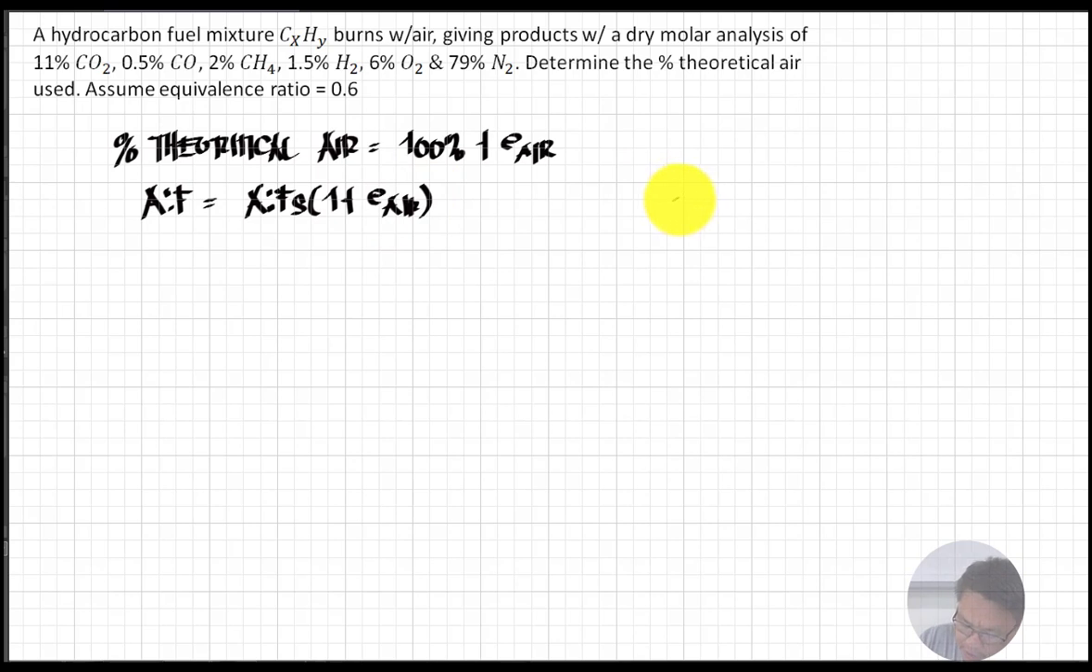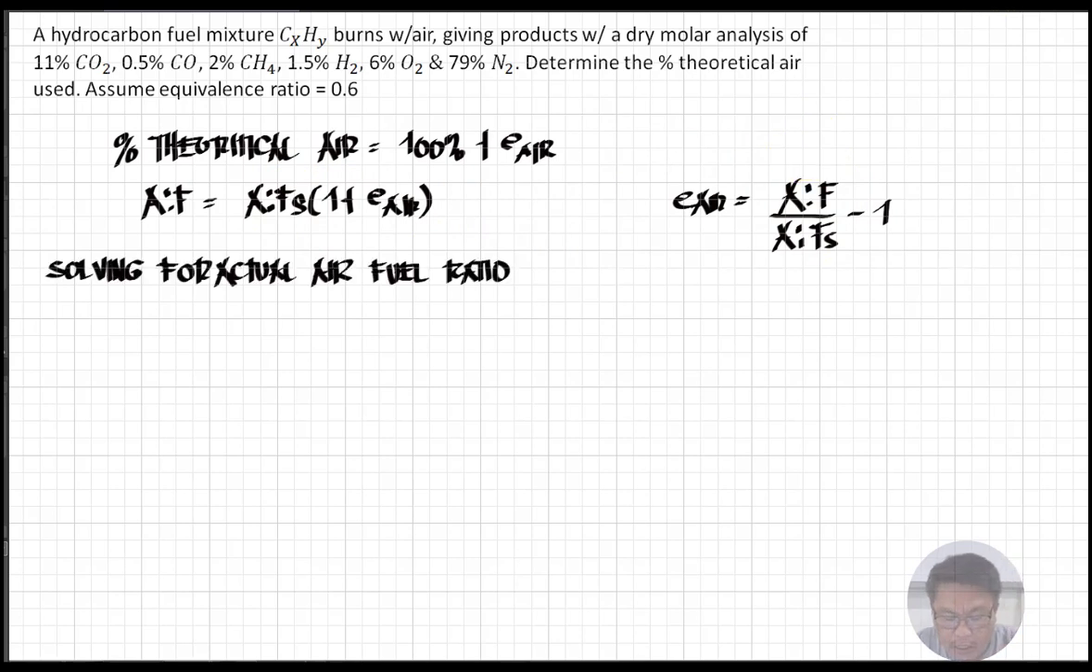So our excess air will be equal to the actual air-fuel ratio divided by the stoichiometric air-fuel ratio. So if you rewrite the equation, that will be minus 1. So that will be the excess air. So if we derive the equation, we will end up at this type of equation.